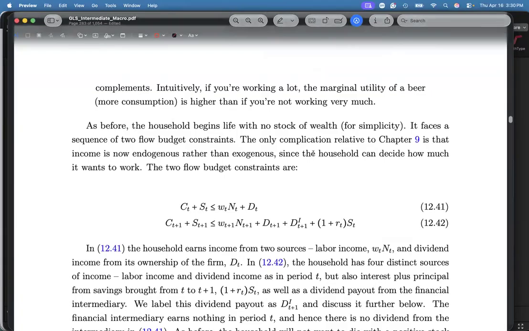Next, let's talk about the flow budget constraints. And other than utility, the flow budget constraints are probably the most important parts of these models, right? In fact, you can go a long way just understanding what the flow constraints are. So these should be super familiar to you at this point. Here's the first one, period T, 12.41. The left-hand side is always the uses of income. And the uses of income is either consumption or saving.